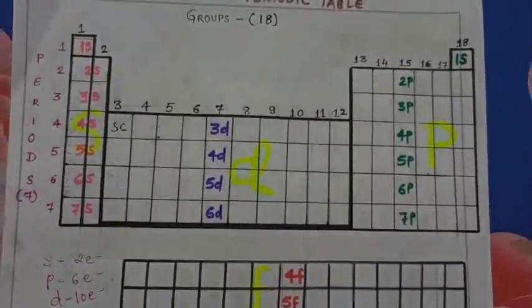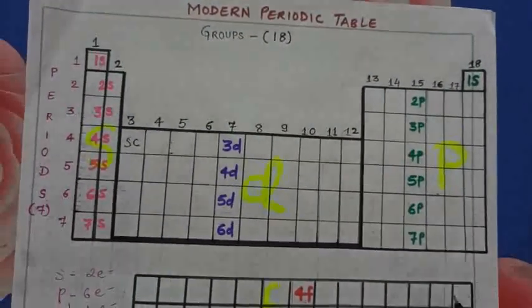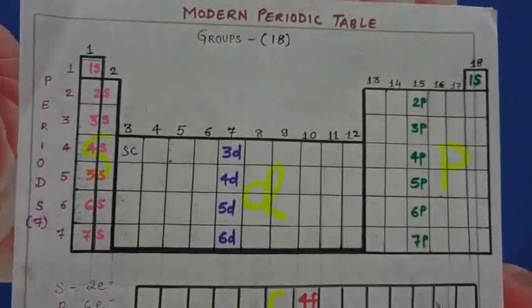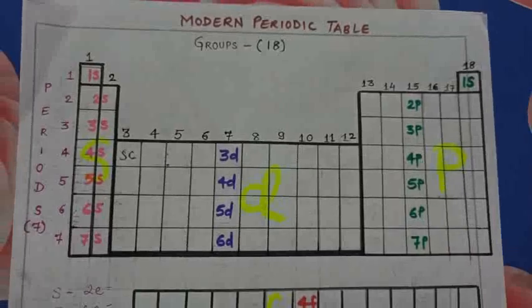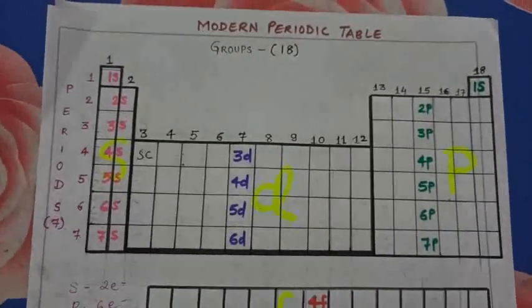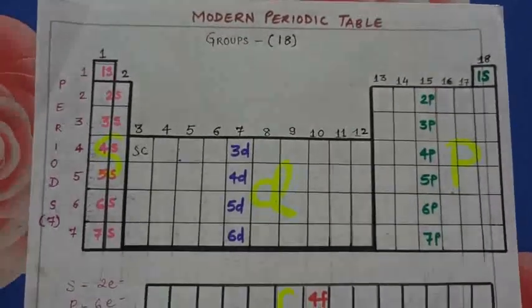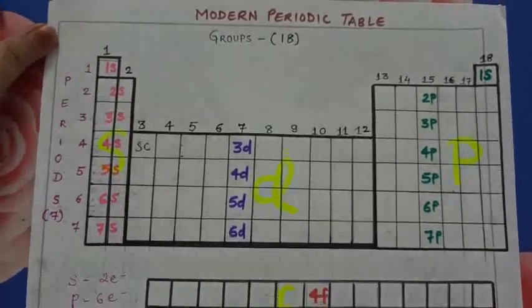Now in this video we will talk about the modern periodic table. The modern periodic table was given by Henry Moseley. This table had some rows and columns. So first of all, we will discuss what these rows and columns are.